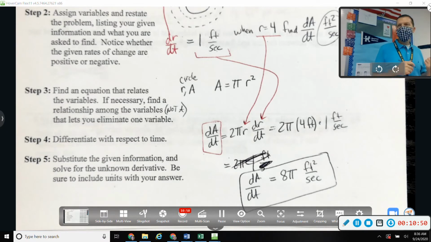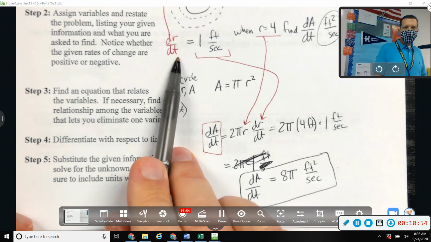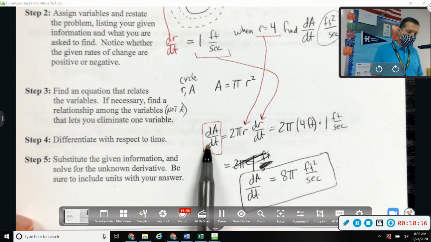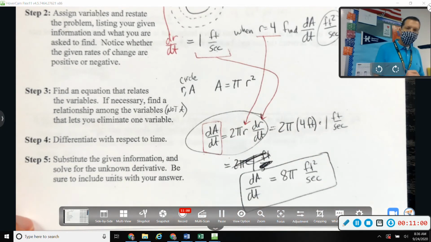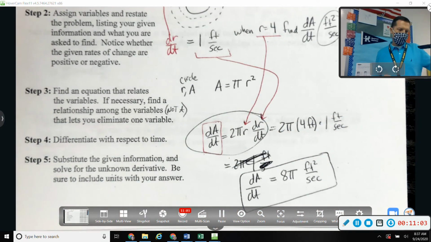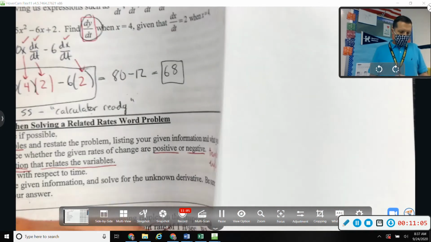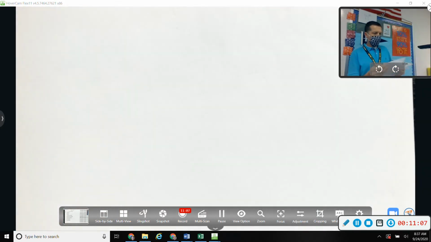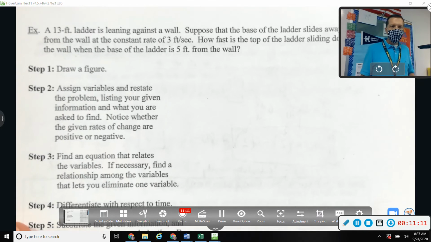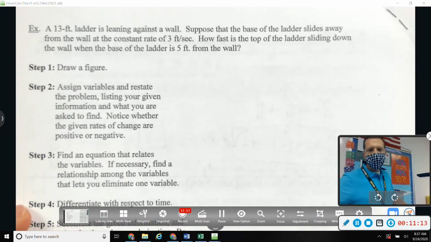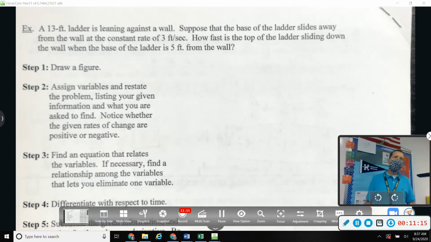Again, the name of the unit is related rates. The rate of the radius changing is related to the rate of the area changing, according to that formula that we came up with. Number 2, ladder problem. Guaranteed there'll be a ladder problem on the test. Always is. There's usually one on the AP test, and you'll see why in a minute.